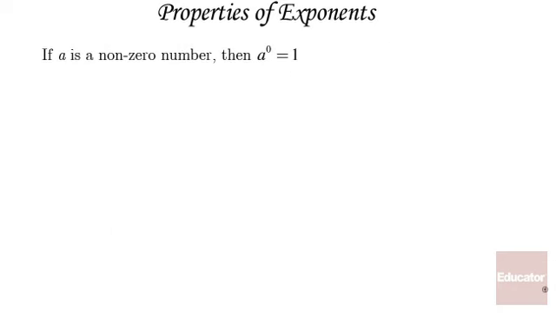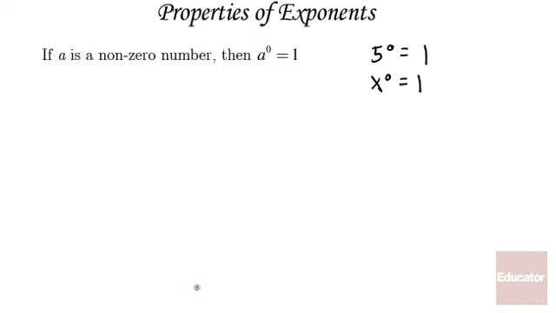This one is a little bit more conceptually difficult, but what you just need to remember is that if a is a non-zero number, then a to the 0 equals 1. So anytime you have a number or variable raised to the 0 power, that's simply equal to 1. For example, if I have 5 raised to the 0 power, that's 1. If I have x to 0, it's 1.